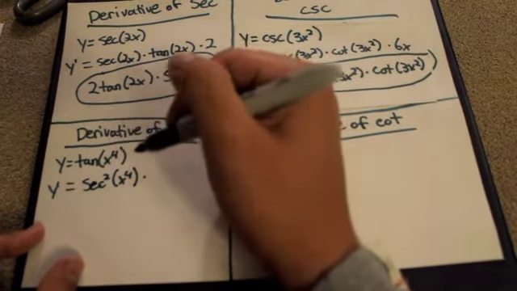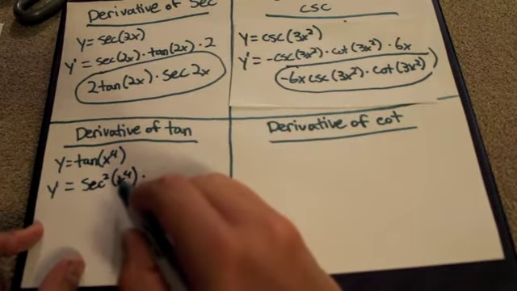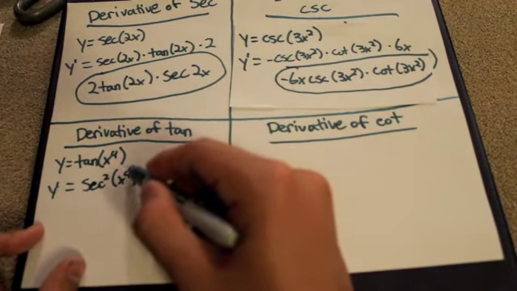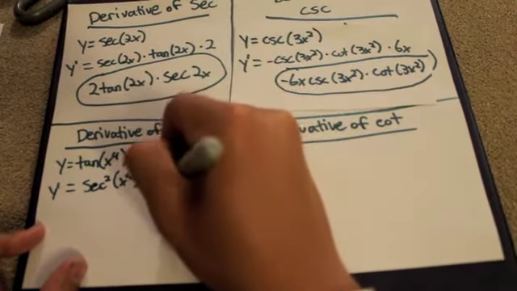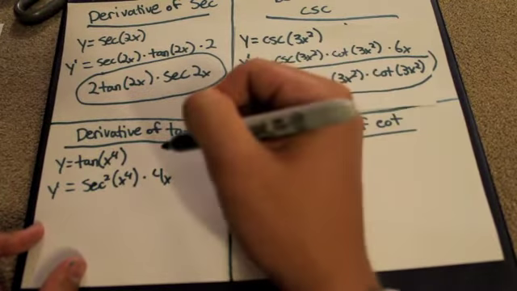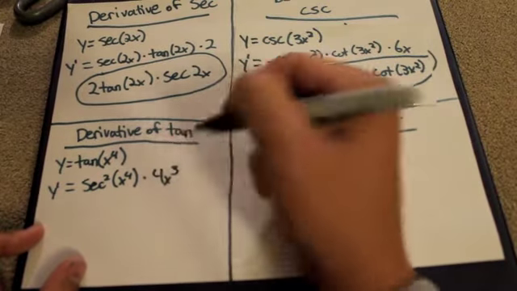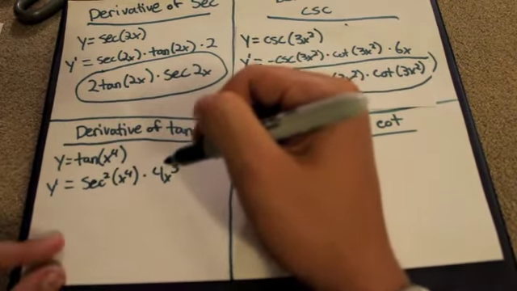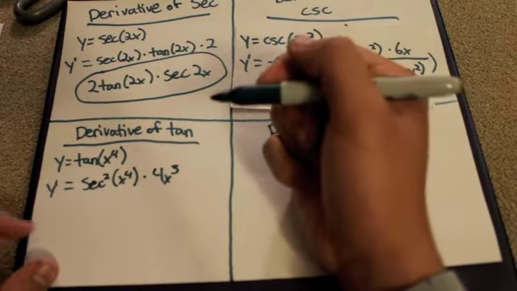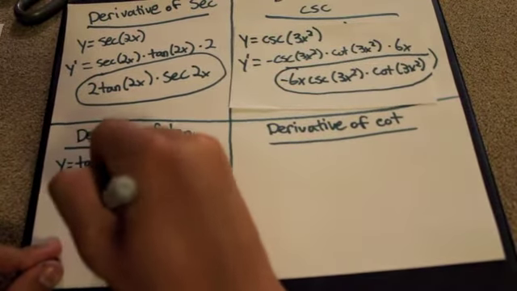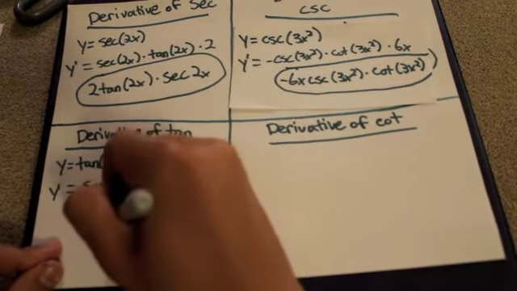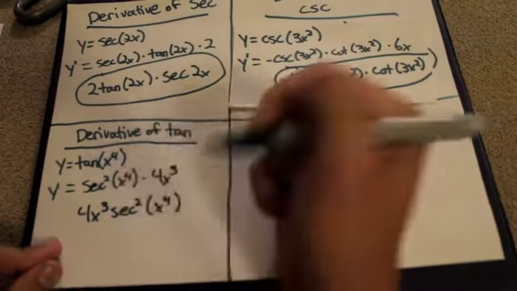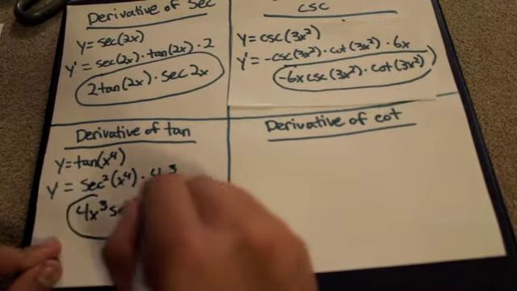and then we would multiply that times the derivative of the inner function. The derivative of x to the fourth would be bringing 4 down in front of the x. You get 4x, subtract 1 from the original exponent, which is 4. 4 minus 1 is 3. And that would be the derivative of the inner function, 4x cubed. If you wanted to simplify that, you would have 4x cubed secant squared x to the fourth. And that is how you find the derivative of tangent.